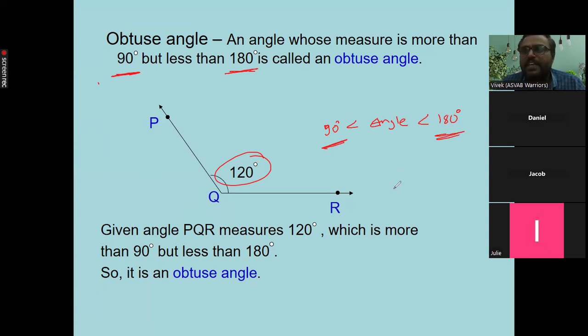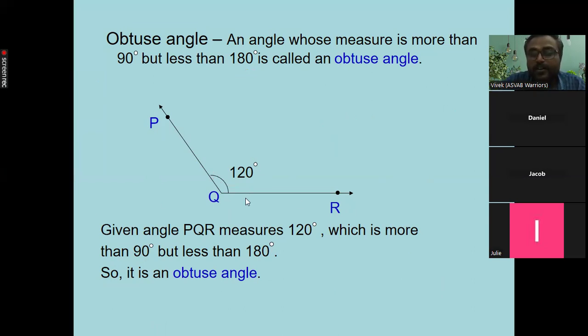Now let's say we have some angle which is, let's say, 110 degrees. So what will we say? This is an obtuse angle. If we have some angle which is 91 degree, it will also be an obtuse angle. If it is 135 degree, again an obtuse angle.